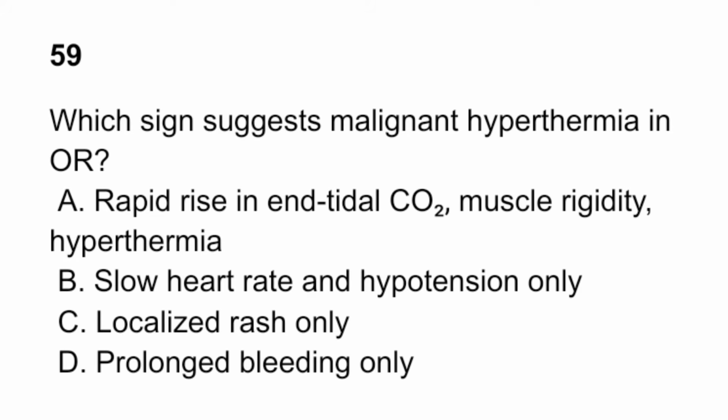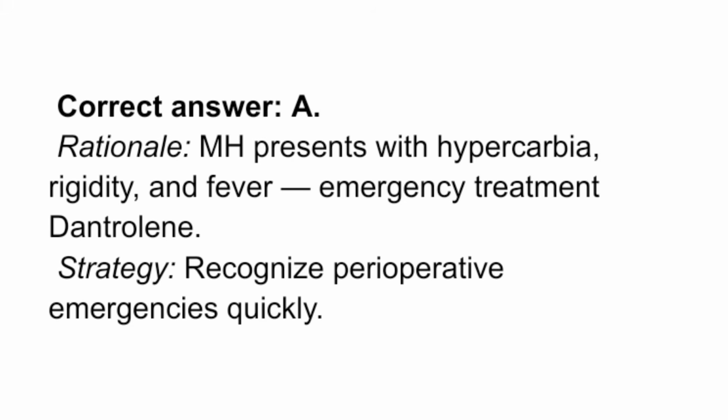59. Which sign suggests malignant hyperthermia in the OR? A. Rapid rise in end-tidal CO2, muscle rigidity, hyperthermia. B. Slow heart rate and hypotension only. C. Localized rash only. D. Prolonged bleeding only. Correct answer, A. Rationale: MH presents with hypercarbia, rigidity, and fever, emergency treatment is dantrolene. Strategy: recognize perioperative emergencies quickly.